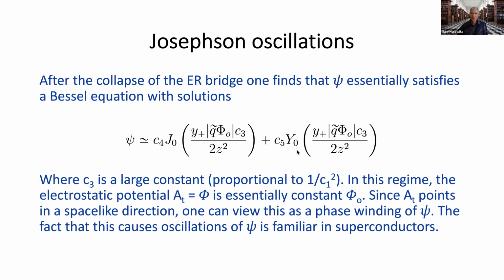This is called Josephson oscillations just because in this regime, the electrostatic potential is essentially constant. And so that's what we're calling phi naught. And t is a space-like coordinate. So the non-zero component points in a space-like direction. That can be viewed as some sort of phase winding of psi. And in the theory of superconductors, that leads to oscillations, which are these Josephson oscillations.